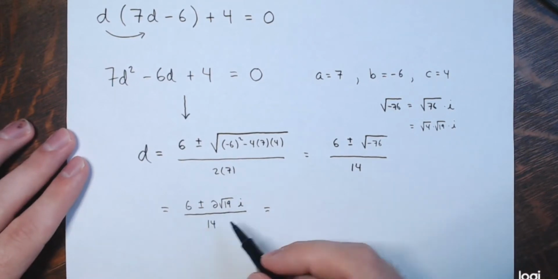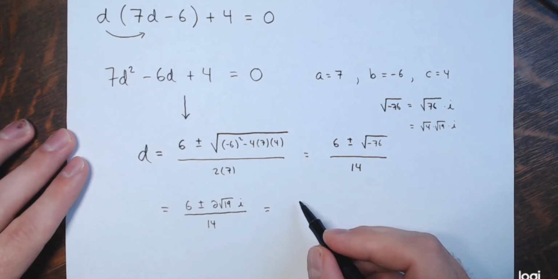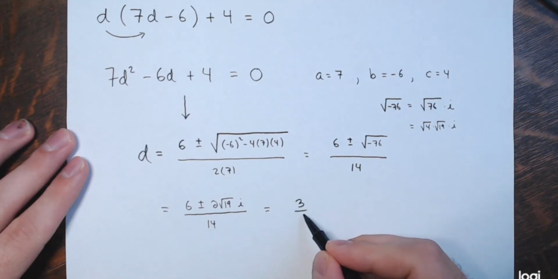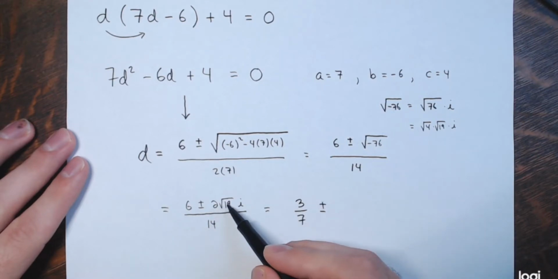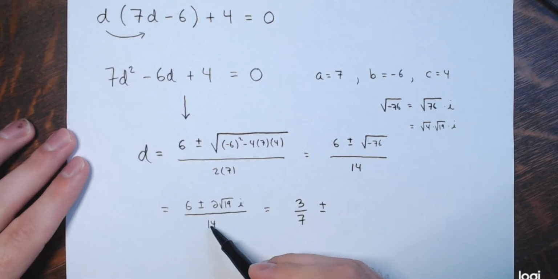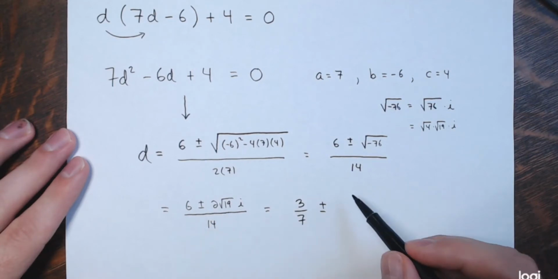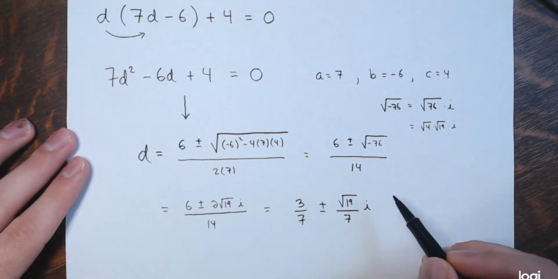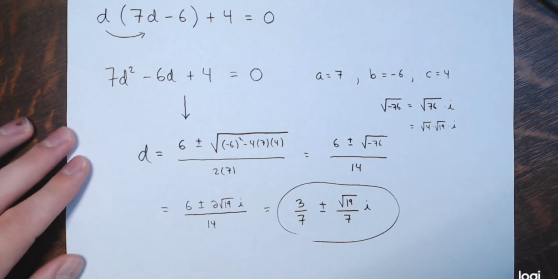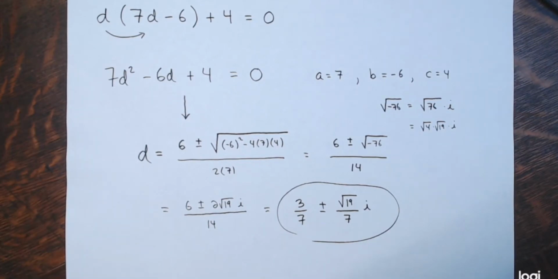6 divided by 14, that reduces to 3/7 plus or minus, and then when I do 2 times the square root of 19 times i over 14, the 2 goes into 14 7 times. So that's left with the square root of 19 divided by 7, and then times i. And here are the two complex solutions with an imaginary number.